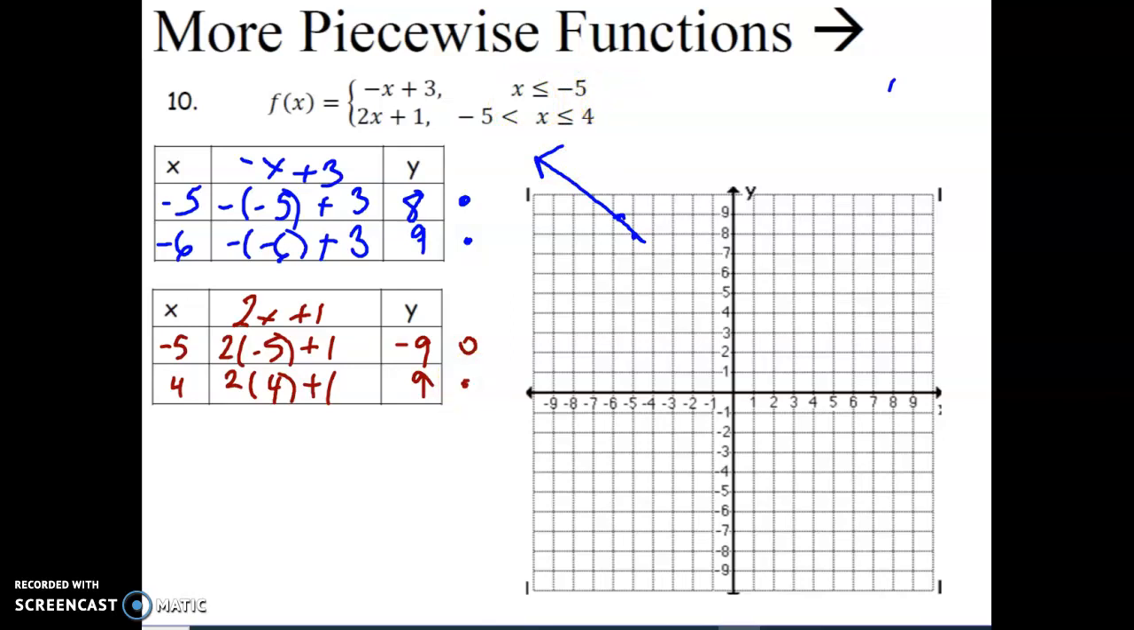Okay, let's put those on there. So -5, -9, that's going to be way down here with an open circle. And +4, +9, that's going to be way up here with a closed circle. And then I will connect the dots. No arrows this time because I have a starting point and a stopping point.